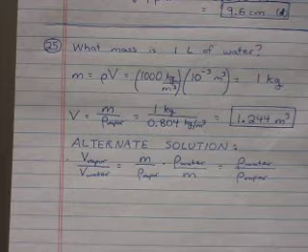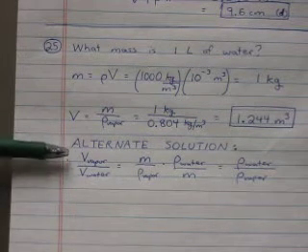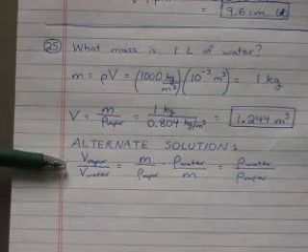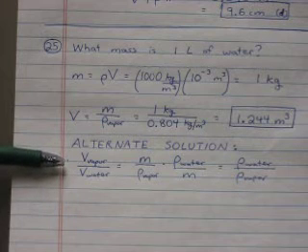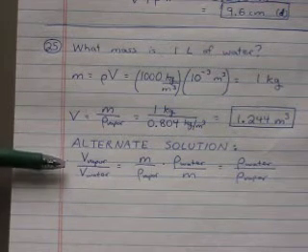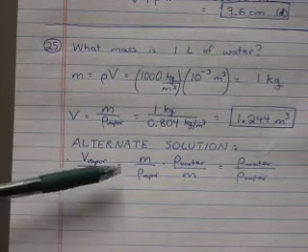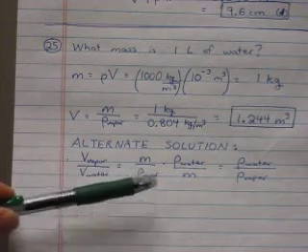Now here's an alternate solution. Volume of vapor divided by volume of water. So we're going to find the ratio of the new volume divided by that 1 liter equals... volume, remember, is mass divided by density. So here's the mass over density of vapor divided by the mass over density of water.